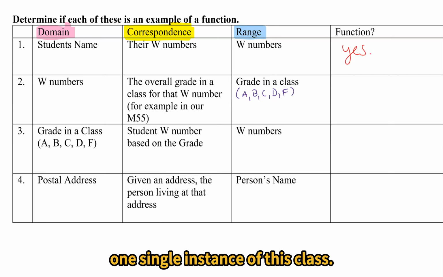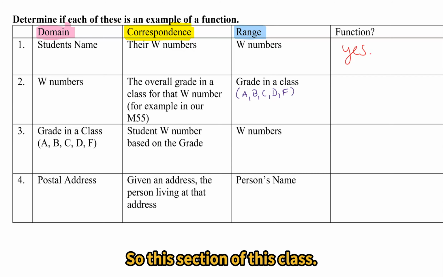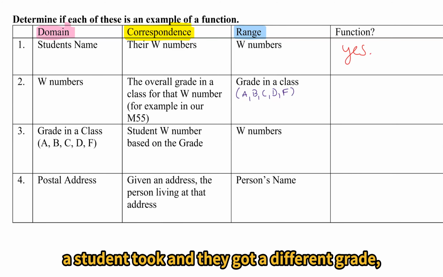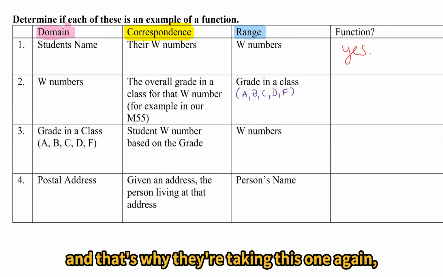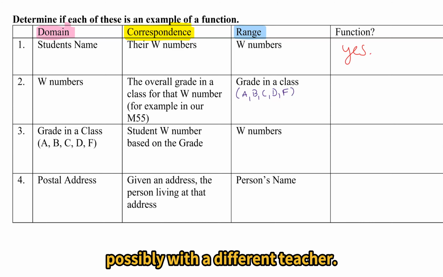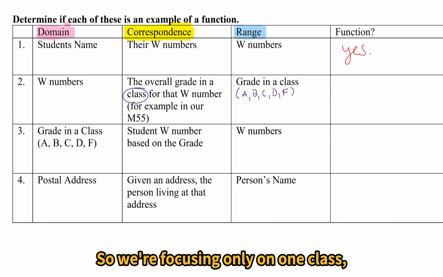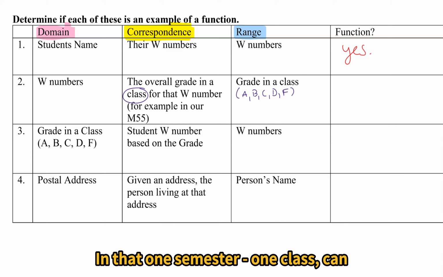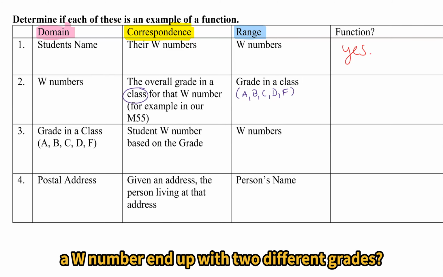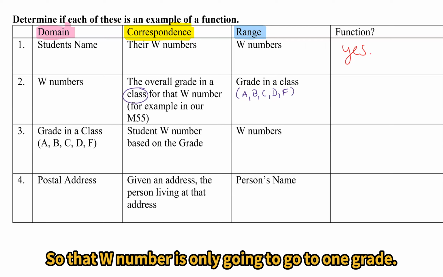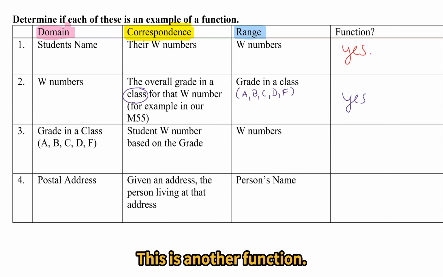Now we're talking about one single instance of this class, so this section of this class. Maybe there was a previous section that a student took and they got a different grade, and that's why they're taking this one again, which happens. But that's a different class, possibly with a different teacher. So we're focusing only on one class, one semester, one class. In that one semester, one class, can a W number end up with 2 different grades? No. A student only gets 1 grade in a class, so that W number is only going to go to 1 grade. This is another function.